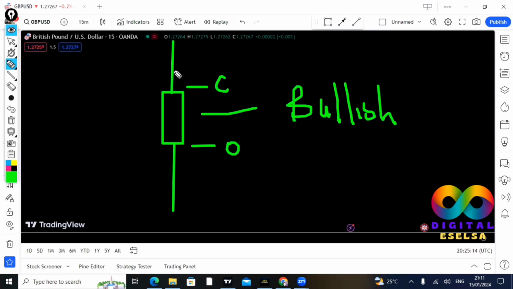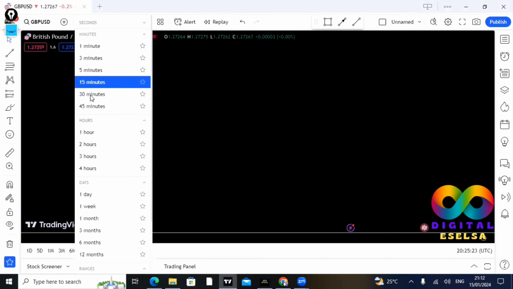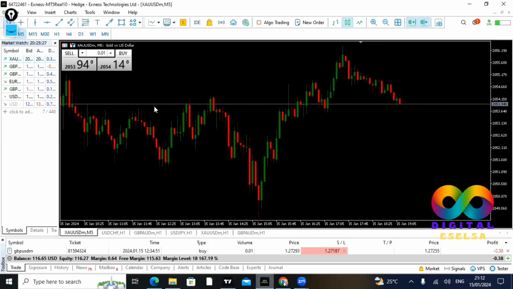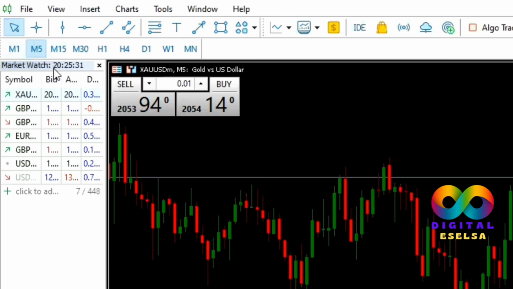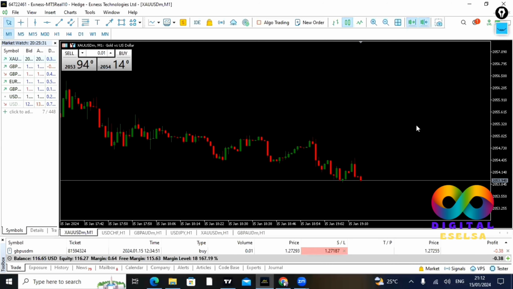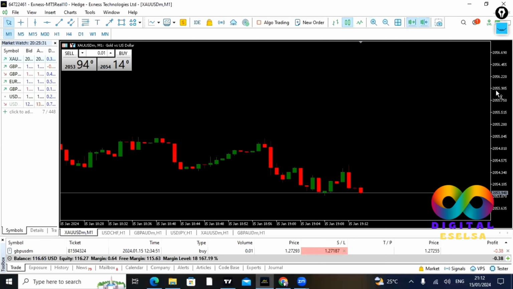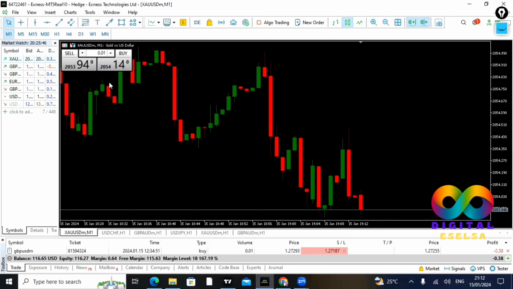What this shadow is telling us is this, that within this particular time frame, because we have what we call time frames in forex trading. If I switch my chart, let me use the MT5 to show you. We have time frames here, right? This is M1. If I switch my chart to 1 minute time frame, what it means is that a single candle in this chart took 1 minute to form.